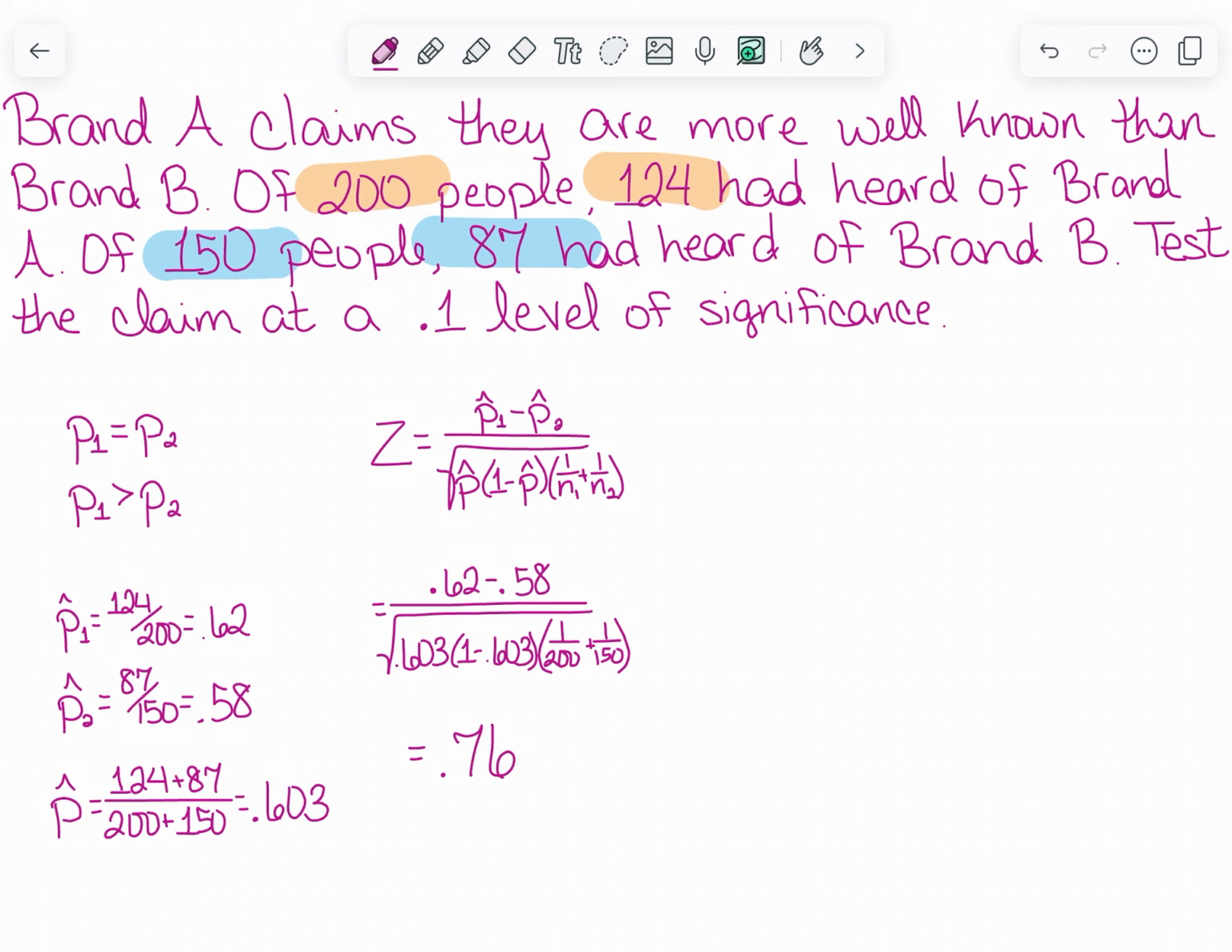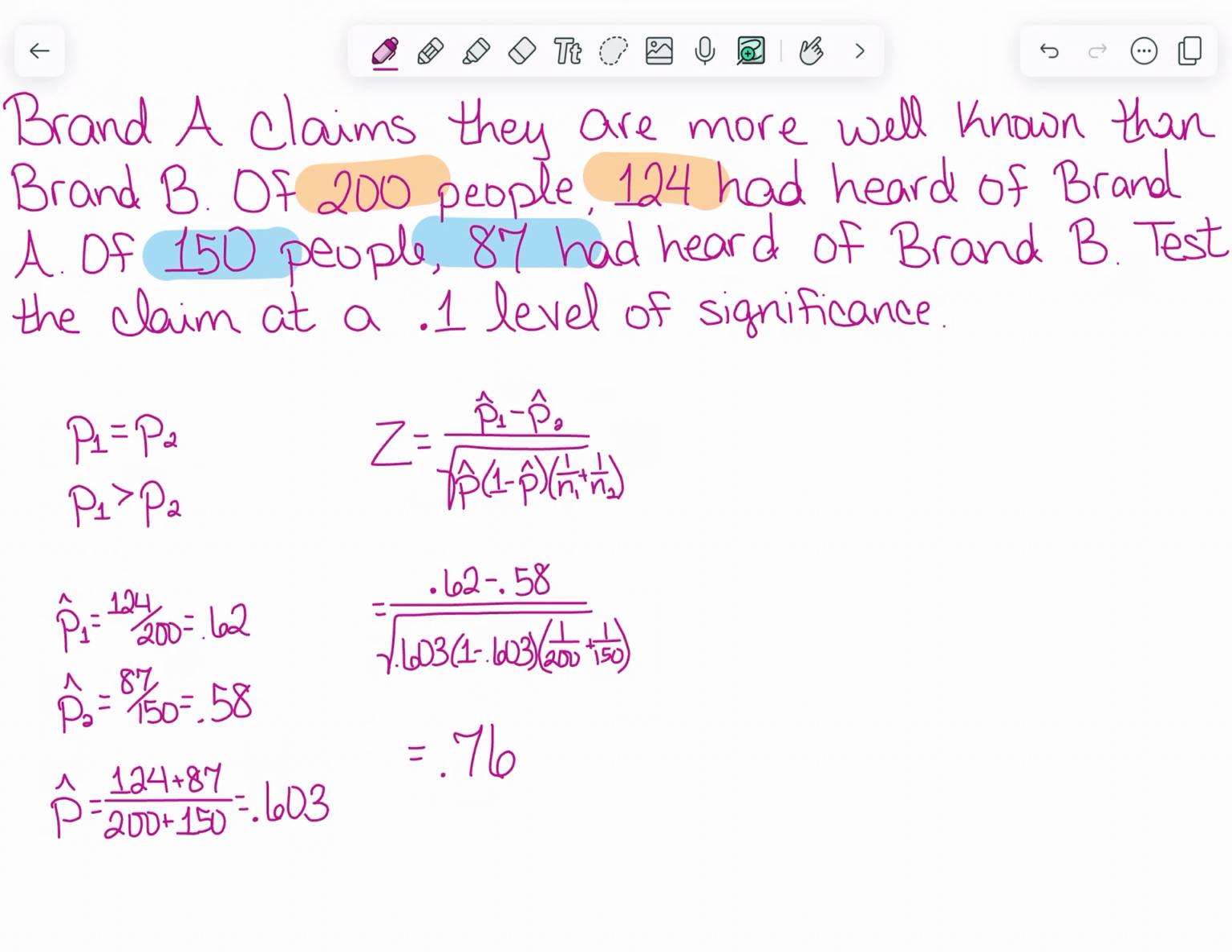Next, we need to find our test statistic. That's given by P1 hat minus P2 hat over the square root of P hat, 1 minus P hat, 1 over N1 plus 1 over N2. Plugging in 0.62 for P1 hat, 0.58 for P2 hat, 0.603 for P hat, 200 for N1, and 150 for N2, and then calculating that gives that our test value is 0.76.